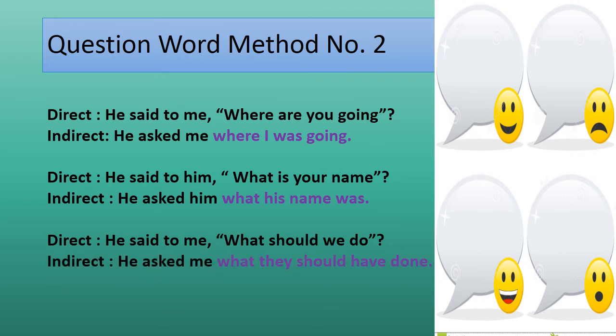Direct speech: he said to me, "Where are you going?" In this sentence, "where" is the question word, its place will not be changed, remove the question quality, and do not use that. Indirect speech: he asked me where I was going. Direct speech: he said to him, "What is your name?" Indirect speech: he asked him what his name was. Direct speech: he said to me, "What should we do?" Indirect speech: he asked me what they should have done.